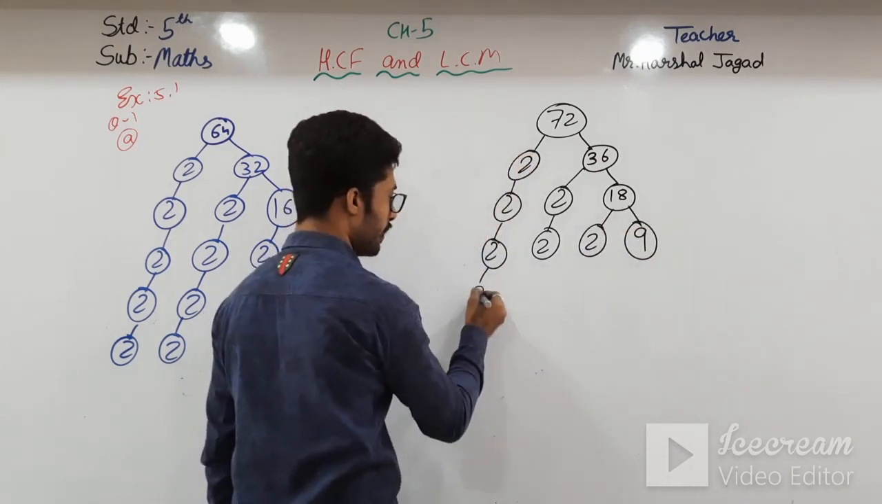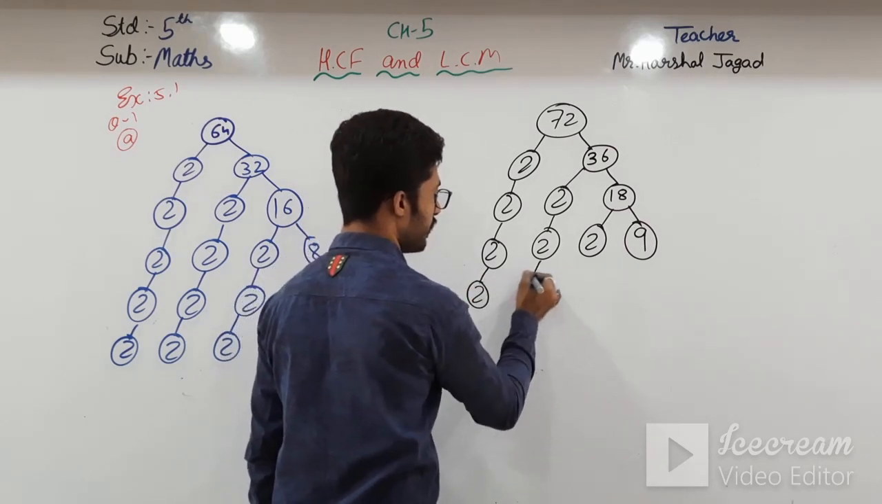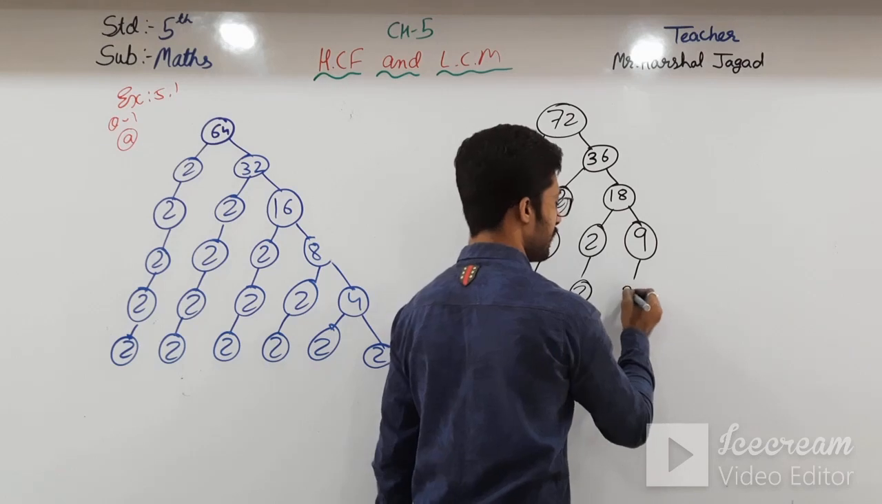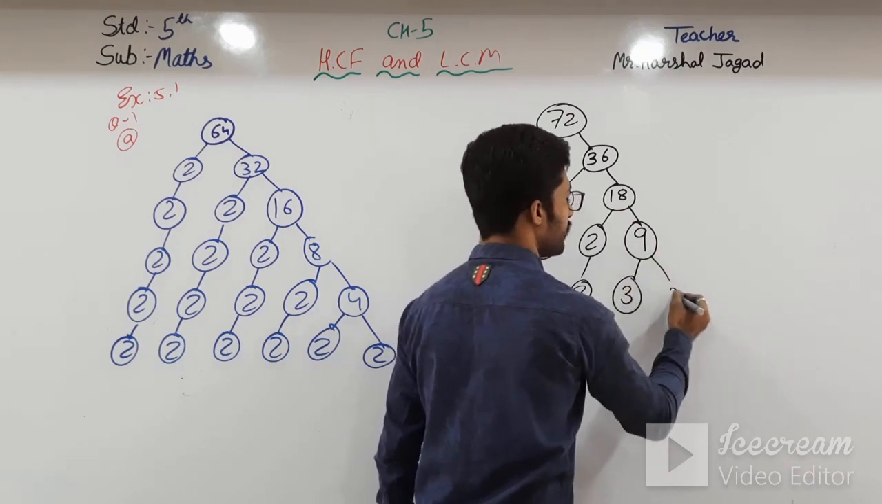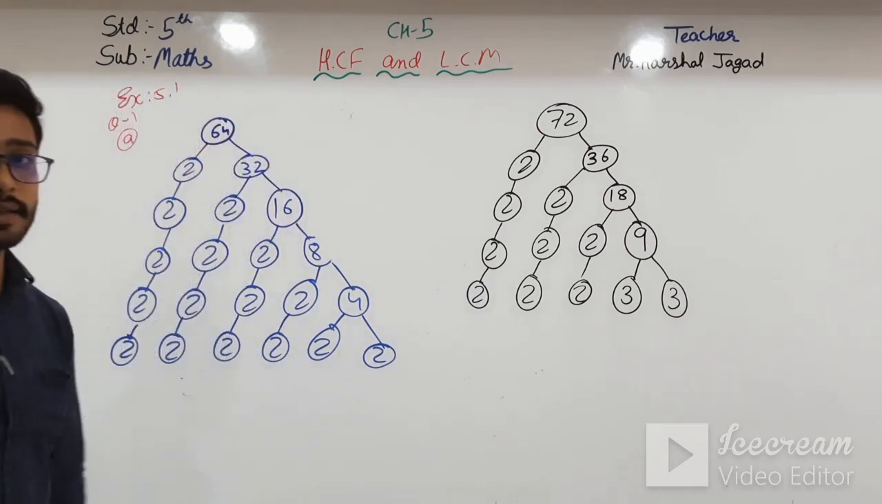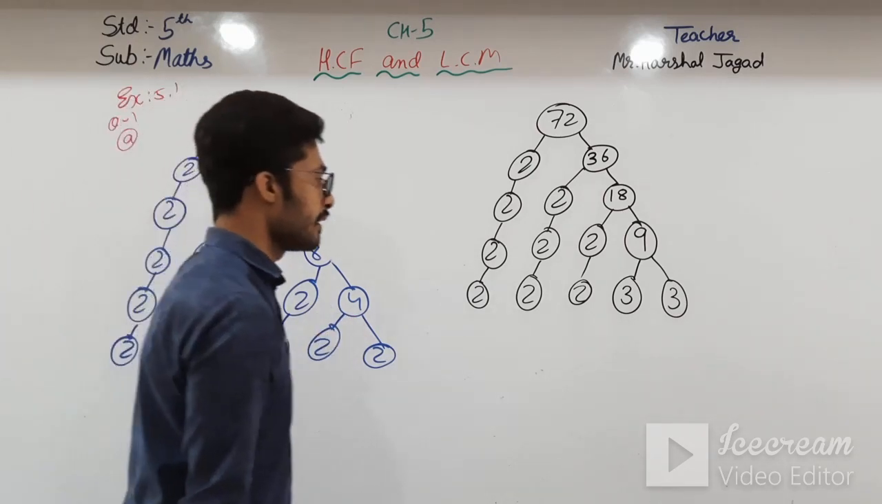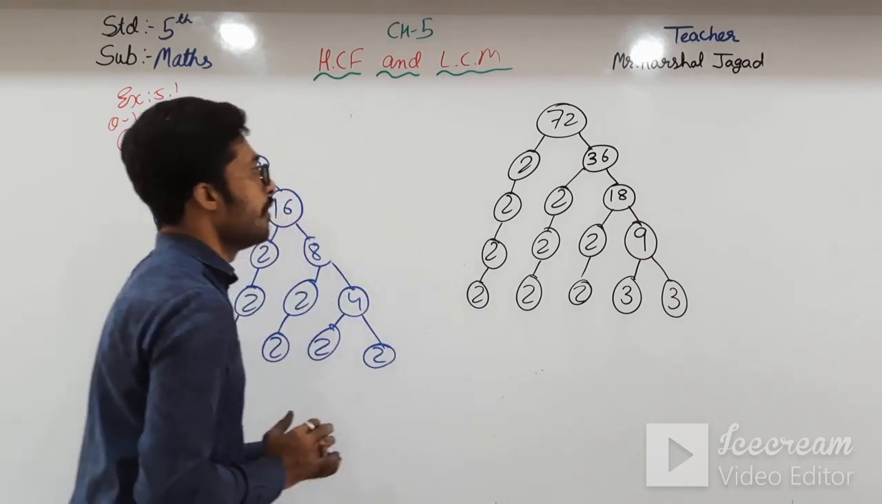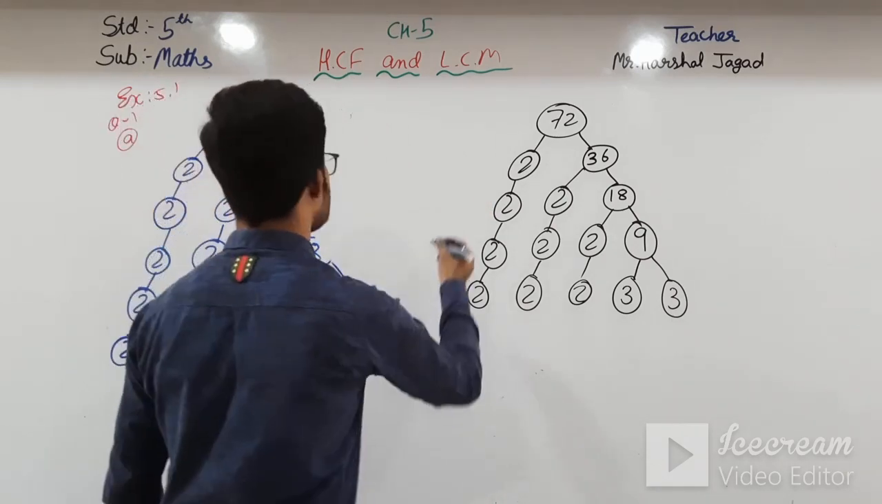And then 2 will remain as it is. This 2 will remain as it is. This 2 will remain as it is. And lastly, here 3. 3 3 is 9. Okay, students, 3 3 is 9. These are the factors now of 72. That was B.